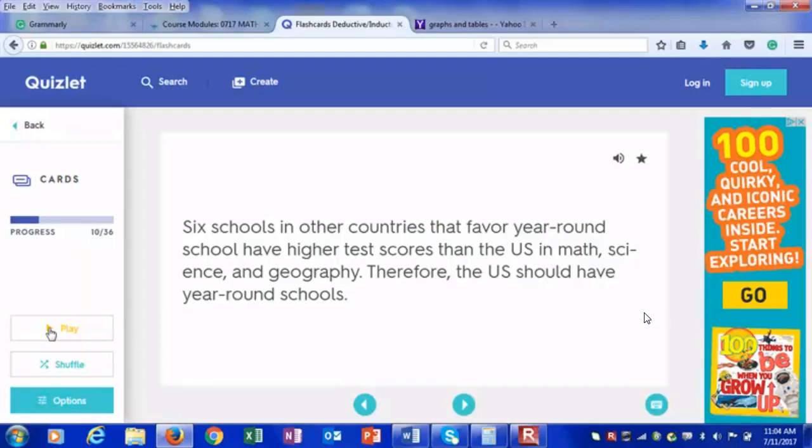Now, remember, the U.S. doesn't have year-round schools as a whole. There are some, but there's not a whole lot of them. Say, for example, most schools are on a 9-month or 10-month schedule. So if these six schools have higher scores based on year-round and we only go to school for 10 months, is it true that the U.S. should have year-round schools so that they can have higher test scores? Inductive or deductive?